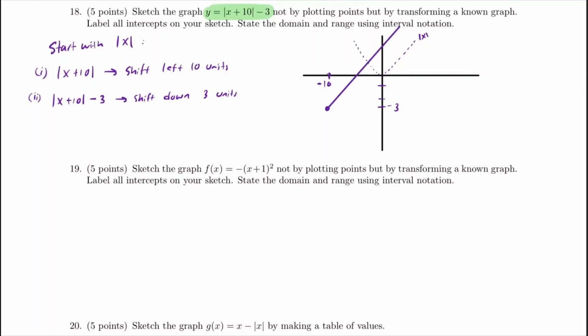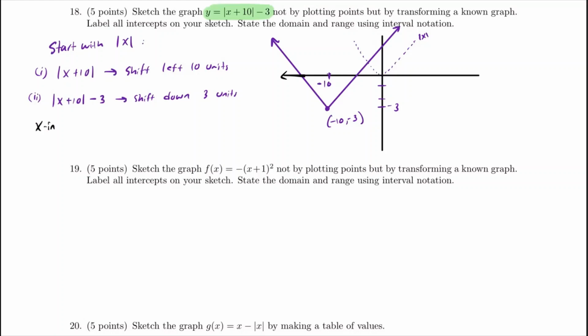Let me just call it that. Hopefully you can see the graph. So this is the graph. And let's go ahead and fill in the intercepts so it is clear. This point is negative 10 comma negative 3. We need to find the x and y intercepts.